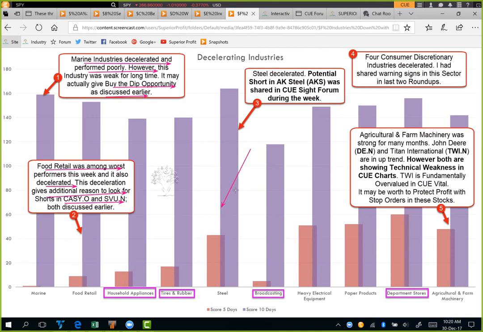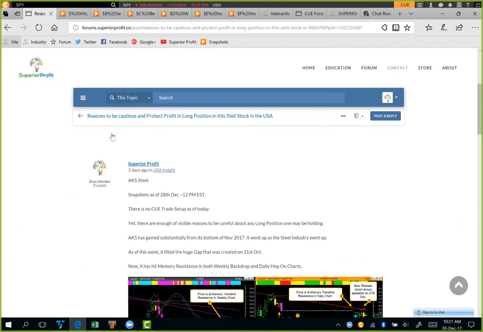Steel is another industry that decelerated, and a potential short in AK Steel may be developing. And I already shared it in QSite. Let's have a look at that post. This was the QSite post on the steel industry stock. It should be Steel, STEEL. Reasons to be cautious and protect profit in long positions in this steel stock in the USA.